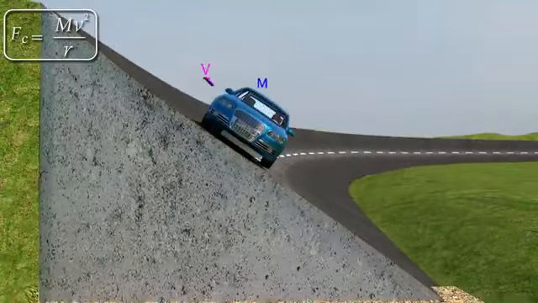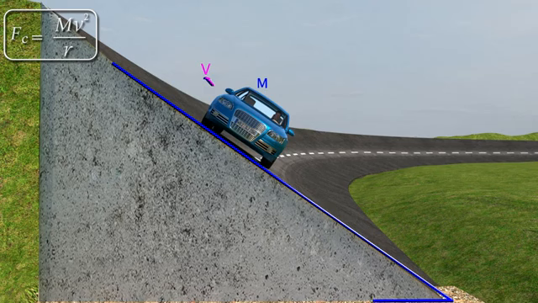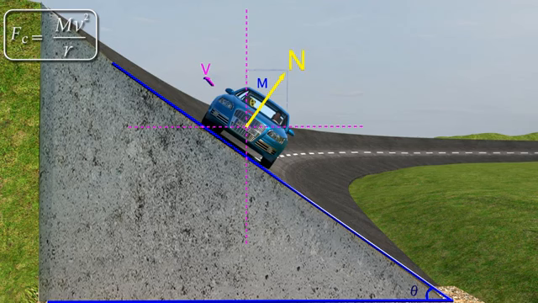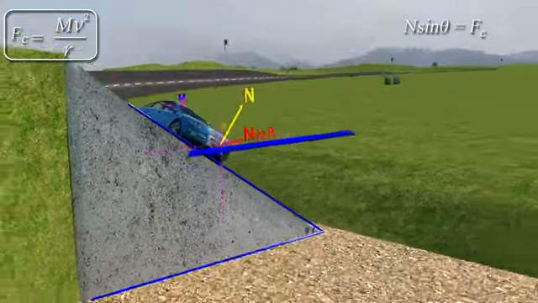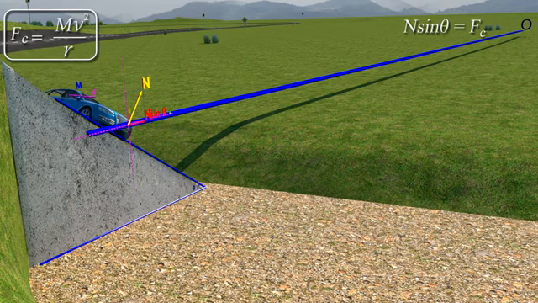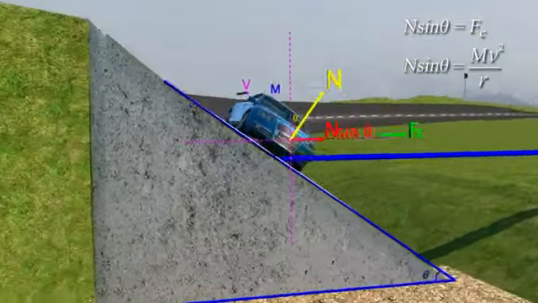To avoid skidding of vehicles at turns, the outer edge of the road is raised up, which is called banking. Suppose the surface of the road at a turn makes an angle theta with the horizontal surface. This results in the horizontal component of the normal force, N sine theta, acting towards the center, providing the necessary centripetal force at the turn. Friction is not taken into consideration here. Therefore, N sine theta is equal to mv squared by r.